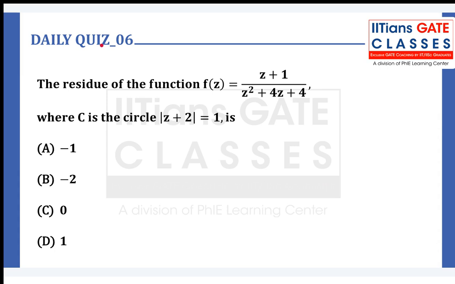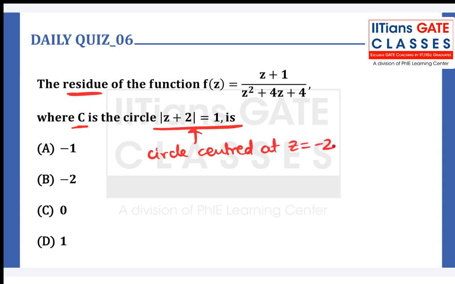Okay, and now let's solve the next question. This is also a classic question where you are supposed to find the residue for this given f of z, and the closed contour that you are considering is a circle given by the equation |z + 2| = 1. So this is a circle centered at z equal to -2 and the radius is equal to 1. This is the information that is given in the question. So let's go to the next slide.